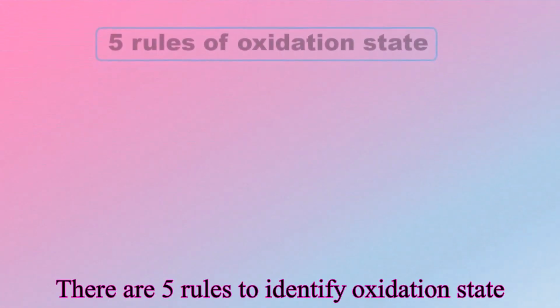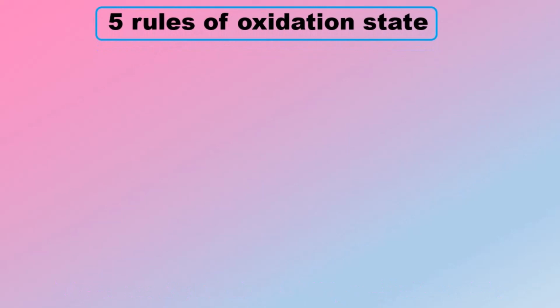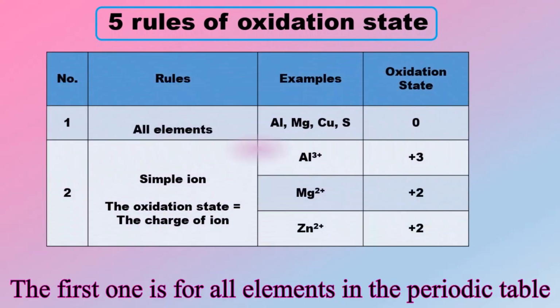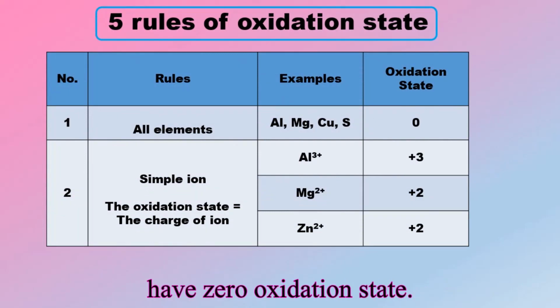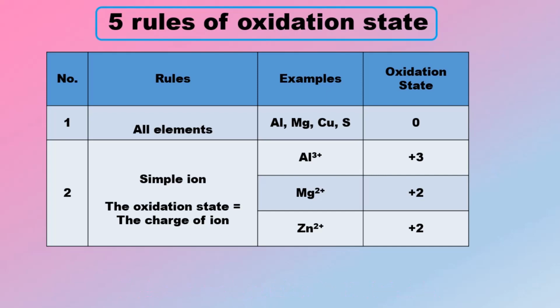There are 5 rules to identify the oxidation state of a substance. The first one is that all elements in the periodic table have zero oxidation state. For example, Al, Mg, Cu, and S.